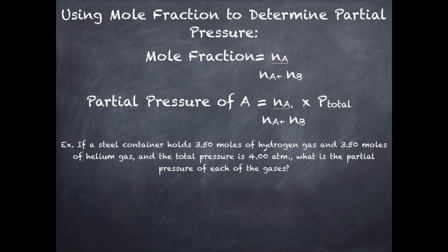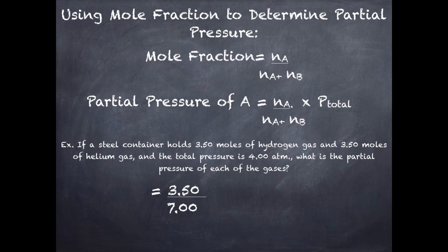So let's look at an example. It says if a steel container holds 3.50 moles of hydrogen gas and 3.5 moles of helium gas and the total pressure is 4 atmospheres, what is the partial pressure of each of these gases? So if I want to determine the mole fraction of hydrogen first, I would take the number of moles of hydrogen, which is 3.50, and divide that by the total number of moles, which would be 7.00 moles. So that's the mole fraction of hydrogen.